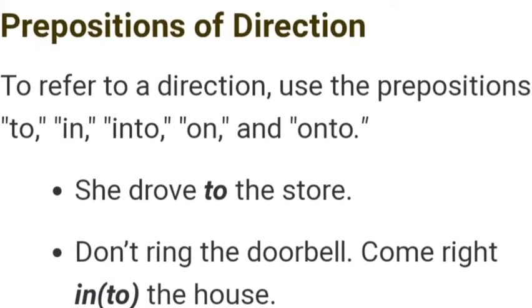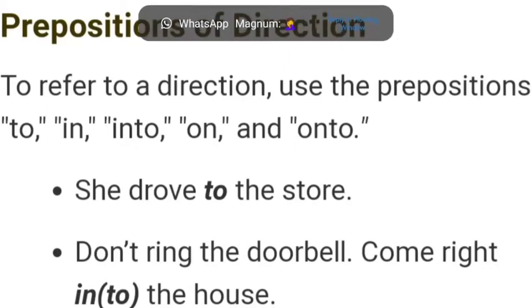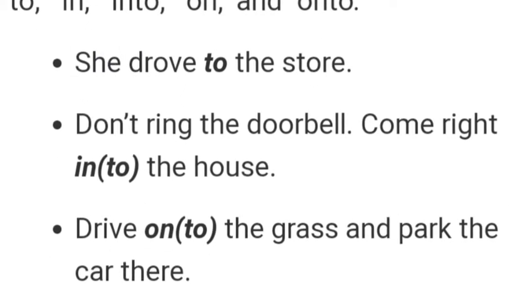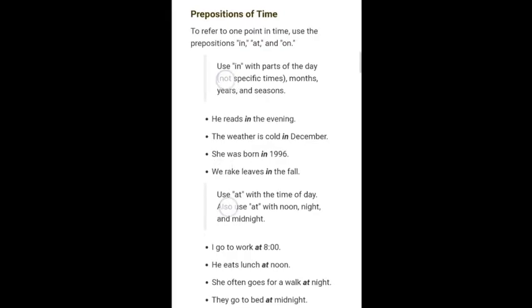Prepositions of direction. First of all, to refer to a direction, use the prepositions to, in, into. This is what we do to show the direction. We use to. Okay, in: he's sitting in a bus. Into, onto, like this. She drove to the store. To the store means she is driving towards the store. This is what a preposition of direction is.